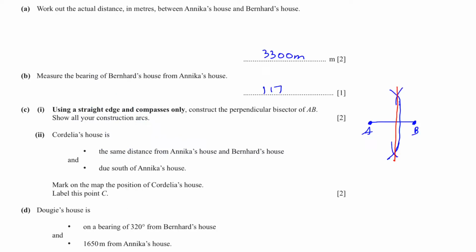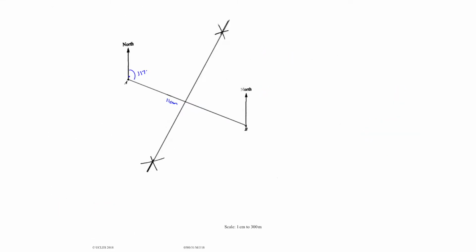In C2, Cordelia's house is the same distance from Anika's house and Bernard's house and due south of Anika's house. Mark on the map the position of Cordelia's house. Label this point C. Cordelia's house is south of A. It means that we have to go down, north, south. So we'll have to extend this line here and this line, and the point where they meet, that is the house of Cordelia.